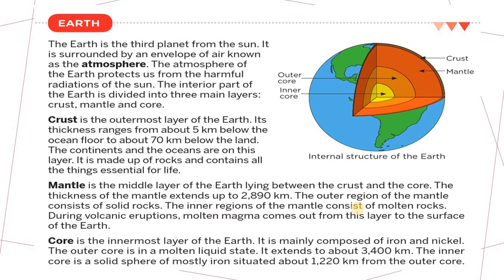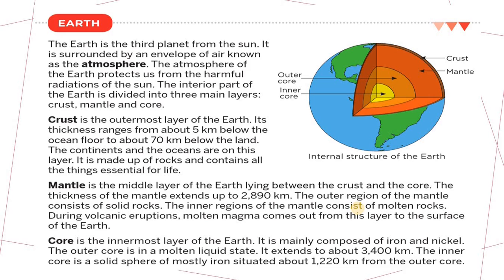Next is our planet Earth. The Earth is the third planet from the Sun. It is surrounded by an envelope of air known as the atmosphere. The atmosphere of the Earth protects us from the harmful radiations of the Sun. As you all must have heard before, the UV rays, ultraviolet rays of the Sun, are reflected and absorbed by the atmosphere. Excessive heat of the Sun is also reflected back by the atmosphere. So the atmosphere protects us from excessive heat and harmful radiations of the Sun.